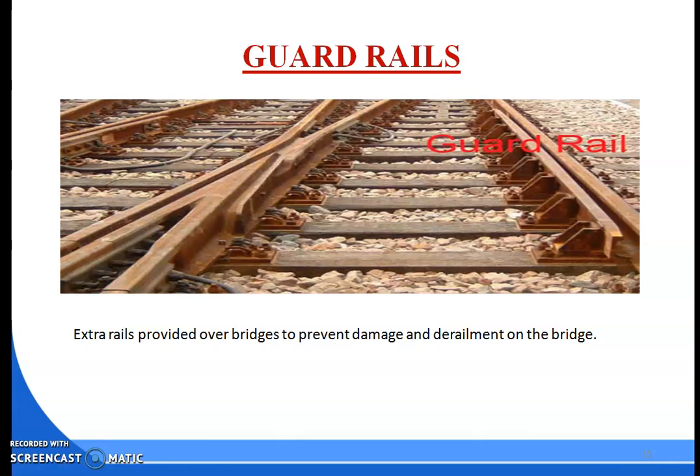Okay, so next one, we have already discussed bearing plate. And next one is your blocks. So what are blocks? Blocks are normally provided for the required gap for the flanges of the wheel at the level crossing. At the level crossing points, they will be provided between the main rails and the guard rails. So this is about your terminology, and the rest of your terminology we will discuss in the next class. Thank you.